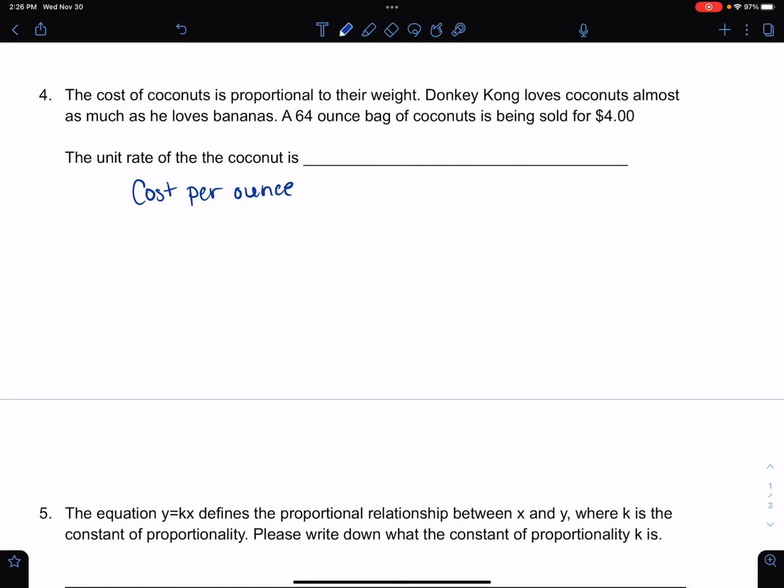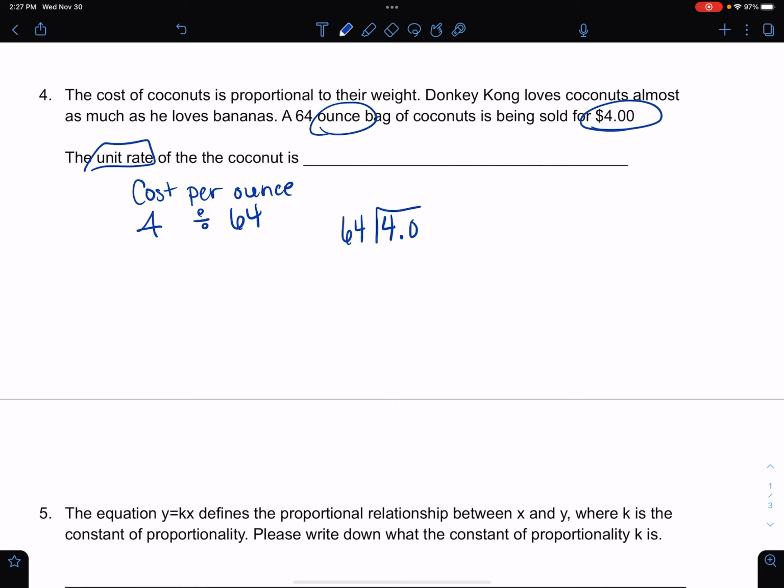Cost per ounce. That's the first thing I've got to do because it's a unit rate, okay? So we're just going to divide the two numbers. I need to remember which one to put first. Since it says cost, I know the cost, 4, is divided by the ounces, 64. The problem is students are going to want to do it the wrong way. So we're taking that 4 and dividing it by 64.